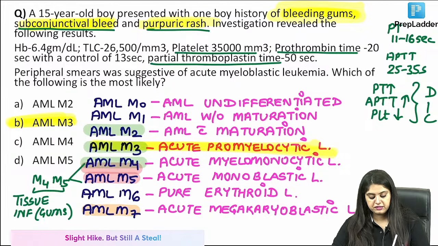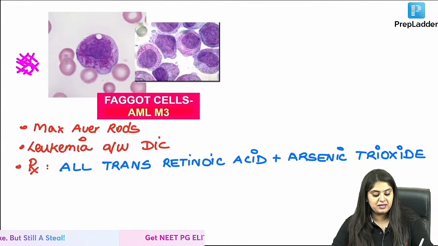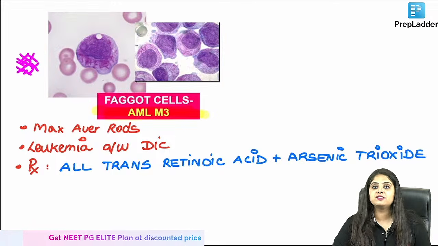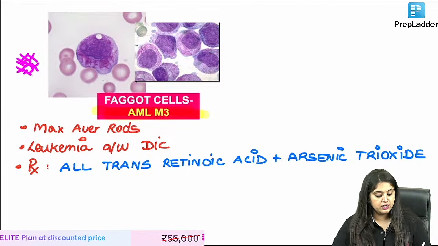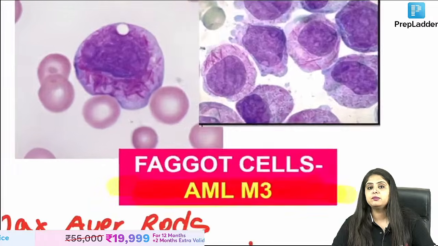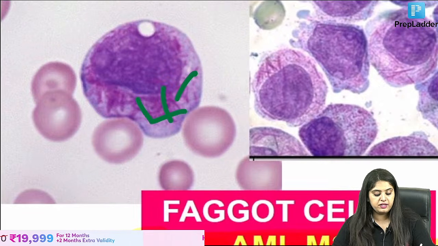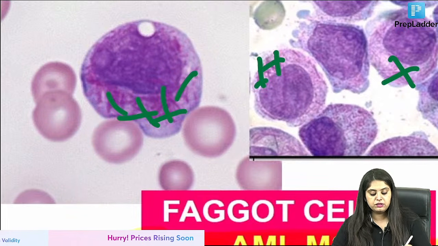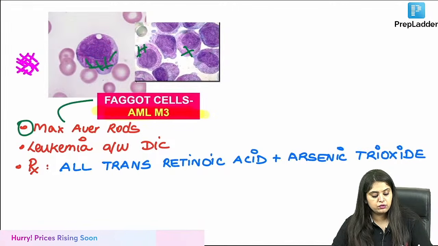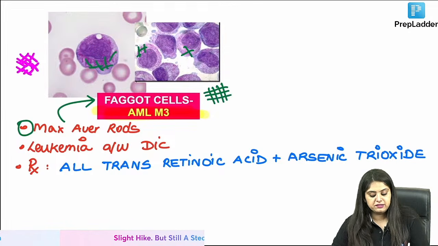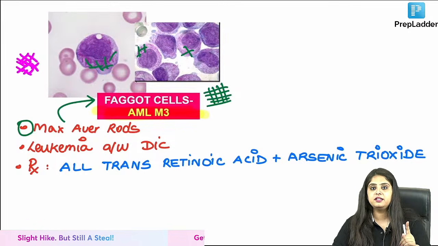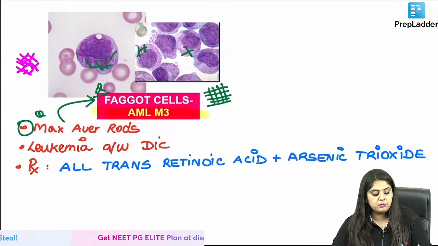See, the safest guess you can take in the exam is always AML M3, because maximum questions are coming up from there. I'll come back to that chart. Number one, if they ask you where do you see maximum Auer rods, so many of them, all showing crisscross in them. What are these crisscross Auer rods known as? That is referred to as the faggot cells. Where are faggot cells seen? AML M3. Where are maximum Auer rods seen?